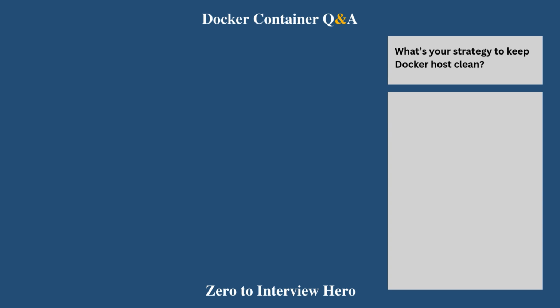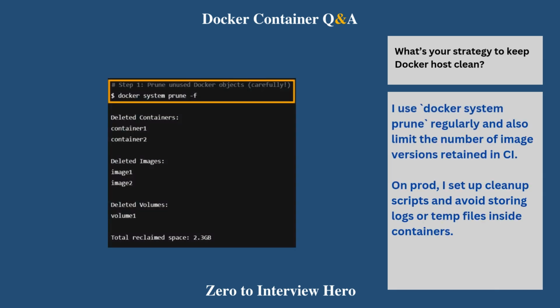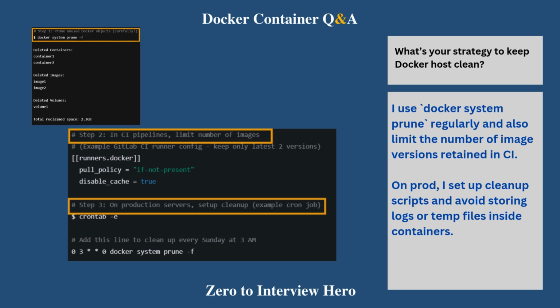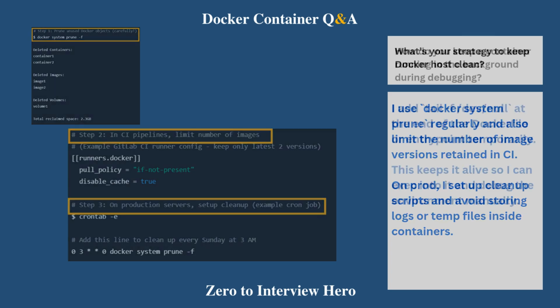Moving on with our next question. What's your strategy to keep the Docker host clean? Here's how you can answer. I use docker system prune regularly and also limit the number of image versions retained in CI. On production, I set up cleanup scripts and avoid storing logs or temporary files inside containers.